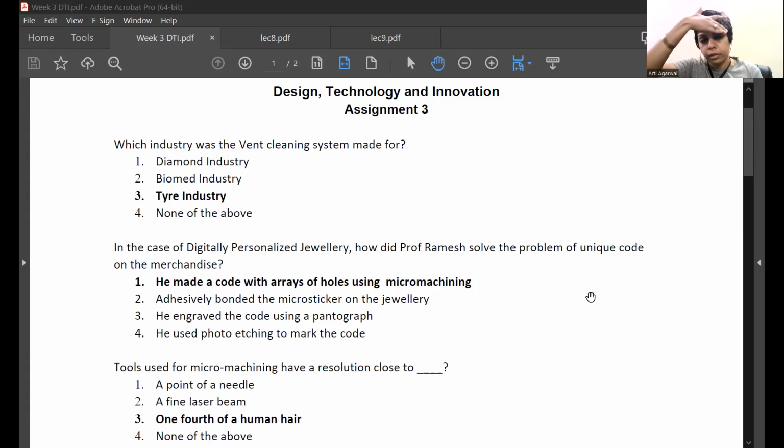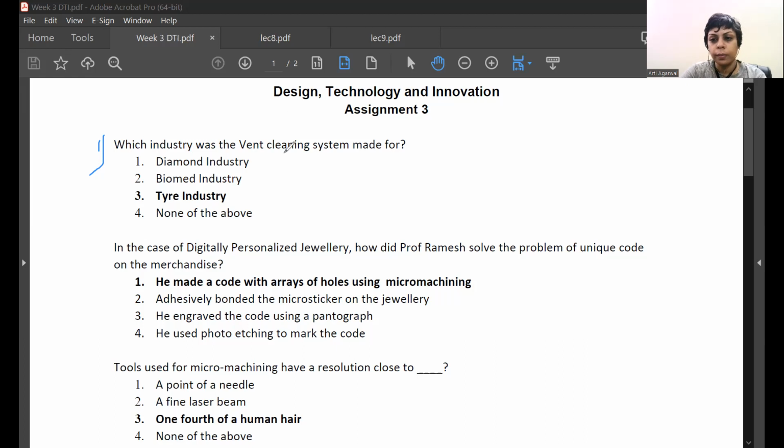Okay, so let's continue. Actually, this file does not have numbers on the questions, so you can just number them yourself. This is question number one: Which industry was Bentley's system made for? The answer is already there.